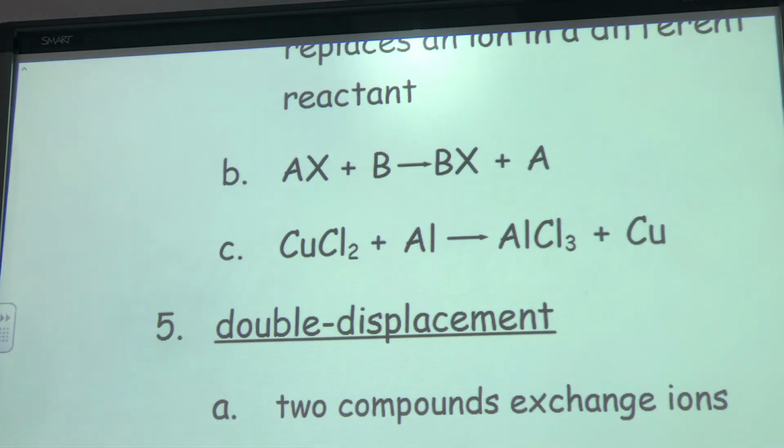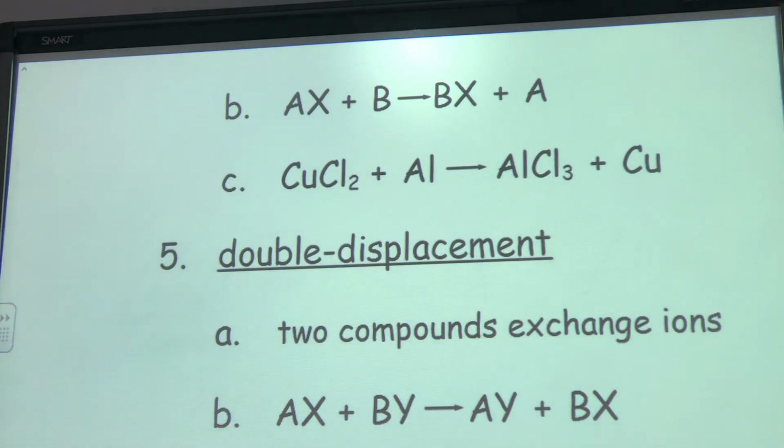Good example of this actually happening in real life is something called barium chloride, added with magnesium sulfate, and you can see the magnesium kicks out the barium, joins up with the chloride, it makes magnesium chloride, and the barium kicks out the magnesium, joins up with the sulfate to make barium sulfate. So you will need to know those 5 types of chemical reactions.